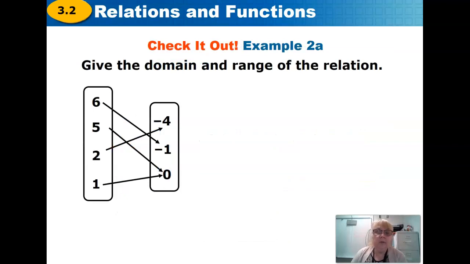Okay, try this one out. Domain and range of the relation. Put it in set notation, so that means in the curly brackets, and put it in ascending order, which means you start with the smallest value and go up. When the same value occurs 2 or more times, you still only write it once when you're giving the domain and range. Pause the video and write down the domain and range.